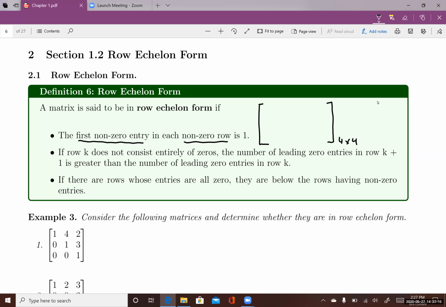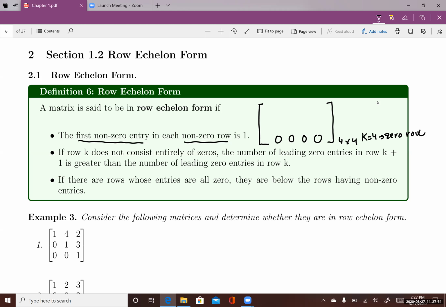What is a zero row? A zero row is a row that contains all zeros as its entries. I have 4 columns here, and I have 4 zero entries in this row. That means this is a zero row. So if K is the row, K equals 4, then row K is a zero row.